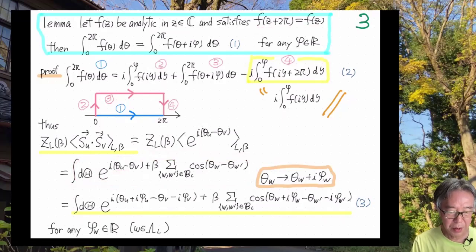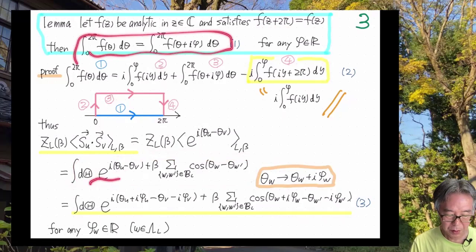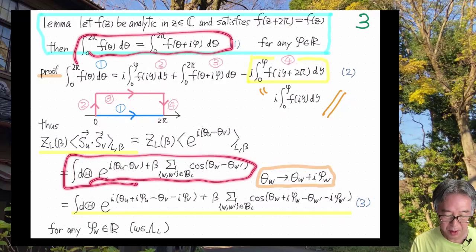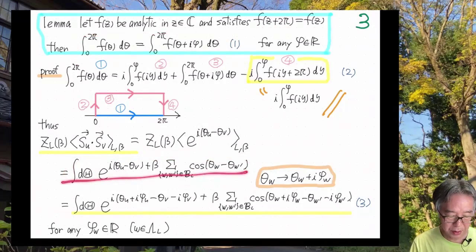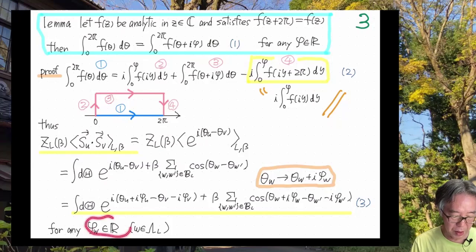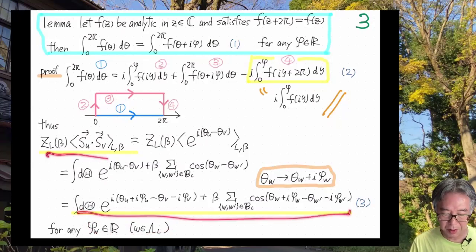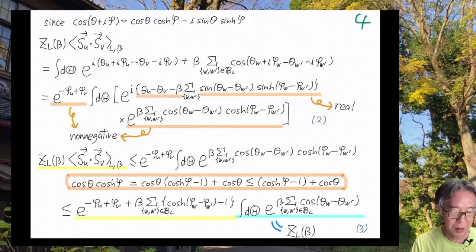Okay, so we can use this lemma here to this integration, and to see that this is exactly equal to this. And this is simply obtained by replacing theta w by theta w plus i phi w. And since we can do this for each w, this phi w is just arbitrary. This is arbitrary real quantity. Okay, so this is actually the main thing. So let me write this here. Oh, no. I want to do something more.